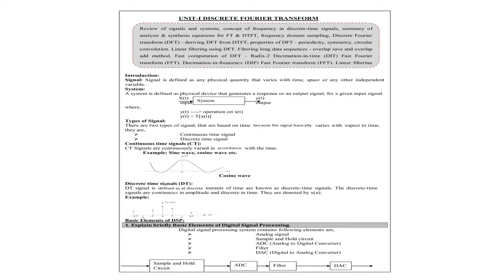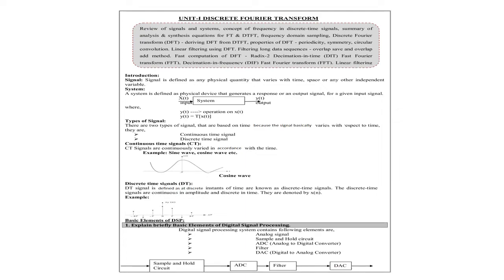First thing will be the signals. What do you mean by signals? Signals are defined as any physical quantity that varies with time, space, or any other independent variables. A system is the physical device that generates the output signal for a given input signal. So x of t is sent through the system and gives y of t as the output. Here y of t gives the operation on x of t, that is y of t is equal to T of x of t.